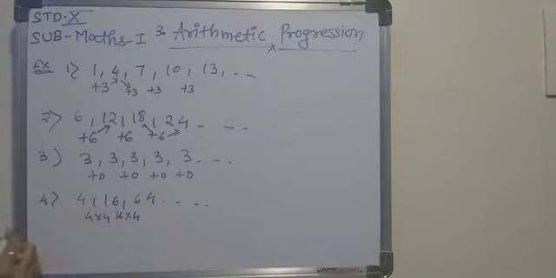Okay. Next, the fifth example. It's 1 cube plus 2 cube plus 3 cube, right? And so on. So here it's the cubes of natural numbers. And the sixth one.